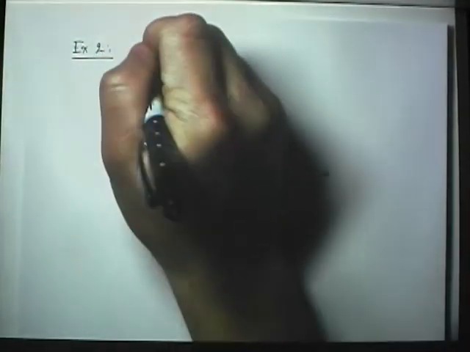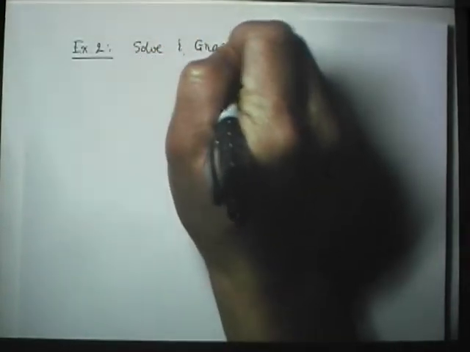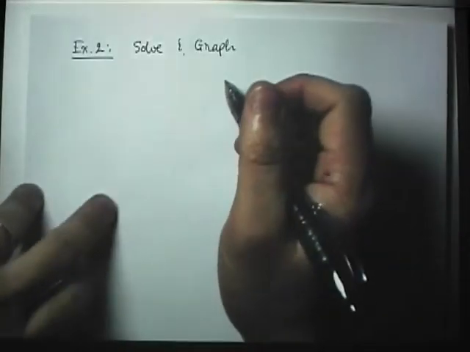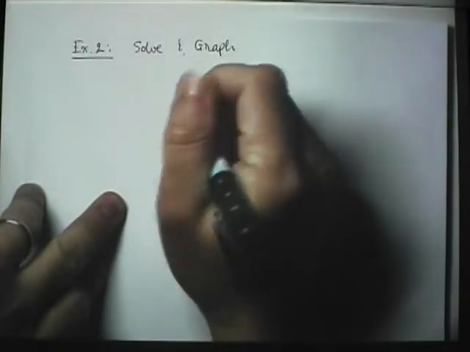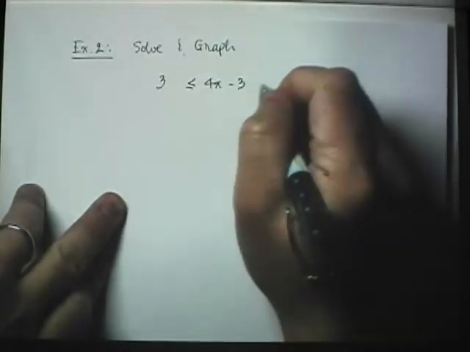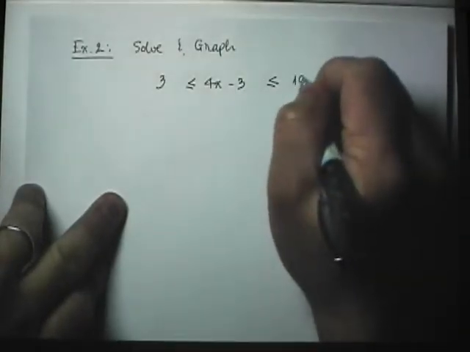So let's try it again. In example number 2, we would like to solve and graph a compound inequality. Here I have 4x - 3 greater than or equal to 3, but at the same time I want it to be less than or equal to 19.